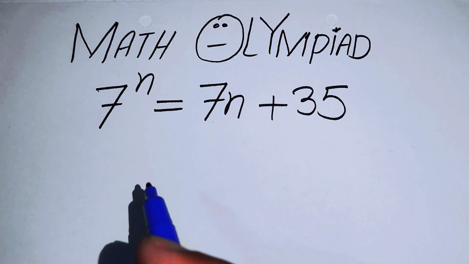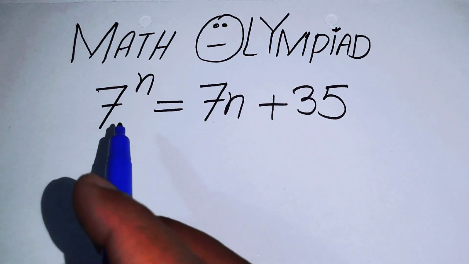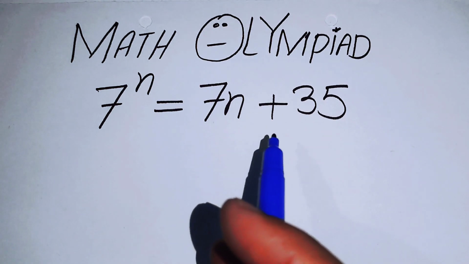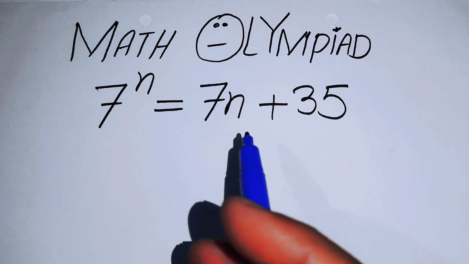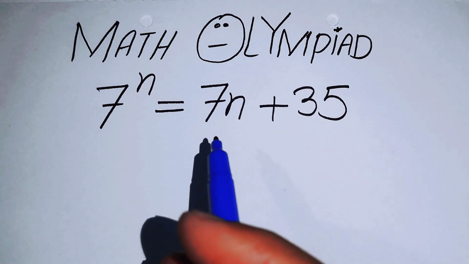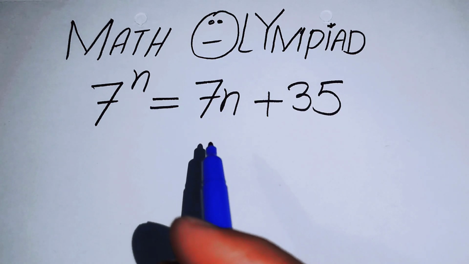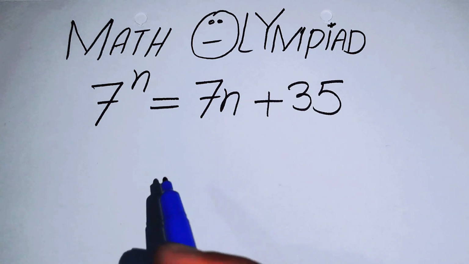In this video we are going to solve this nice algebra problem, and here we have 7 to the power of n equals 7 times (n plus 35), and we will solve this problem for the values of n. So in this problem, first I will introduce the Lambert W function, or Wolfram Alpha function.